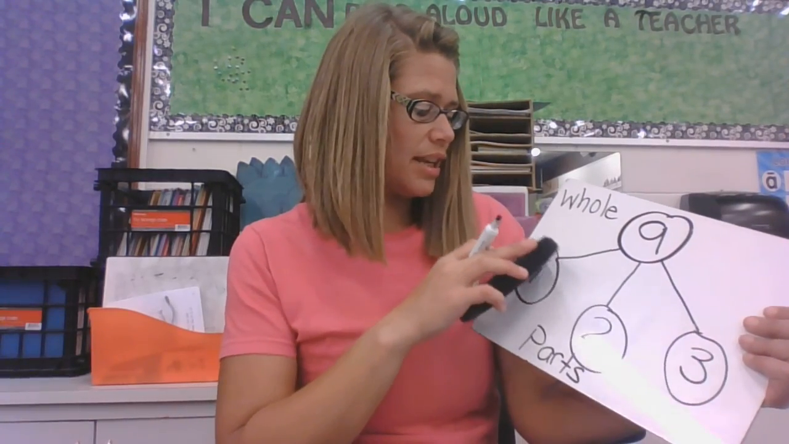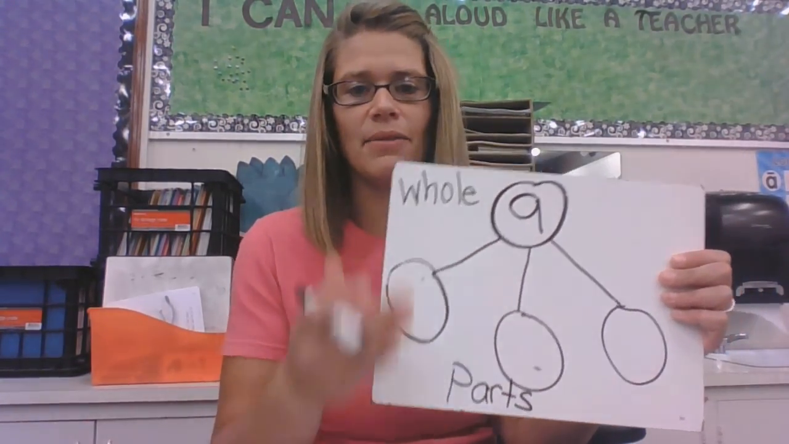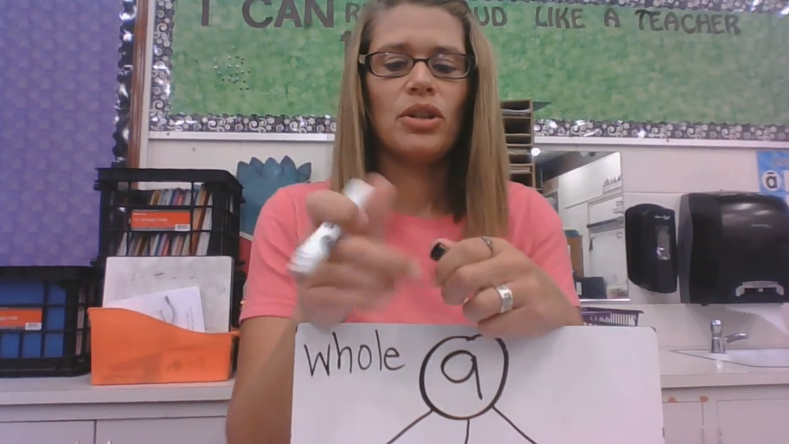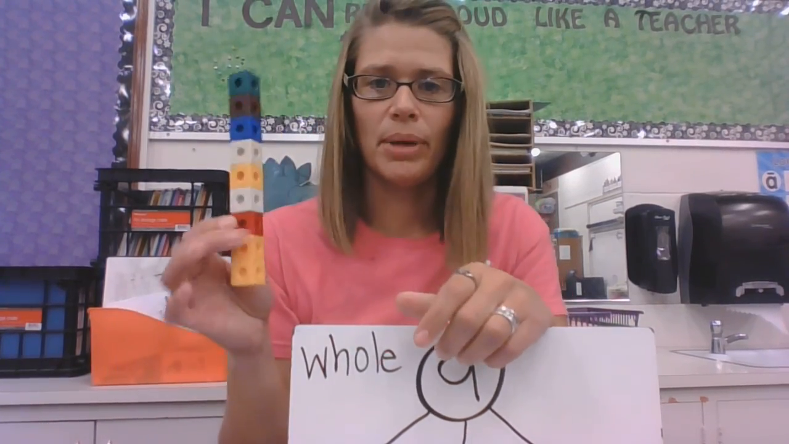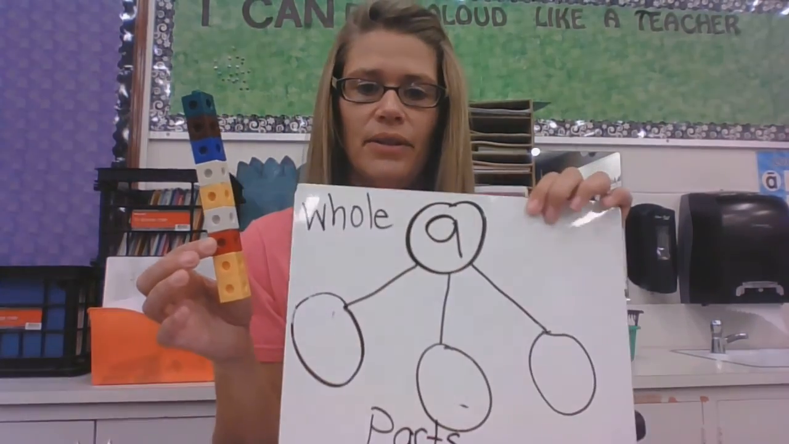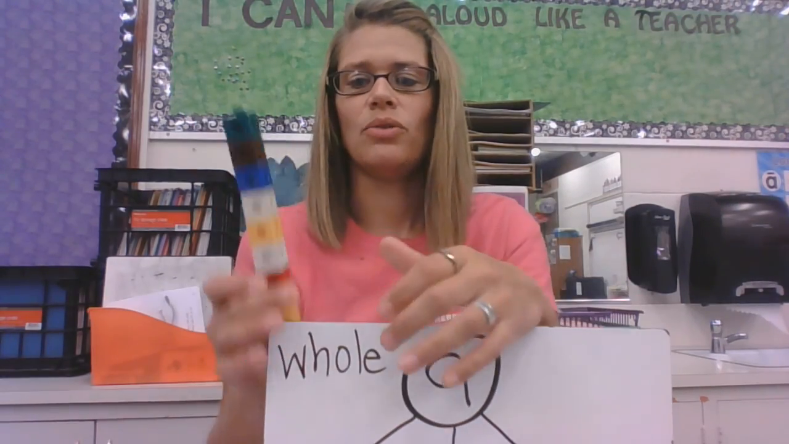Okay, after you've done that, erase it, and I want you guys to try another way. Okay, so erase your little parts just like I did. I'm leaving the circles, I'm leaving the lines, I'm leaving my labels. Okay, put your tower of 9 back together. And this time, break it into 3 parts a different way. Okay, so try a different way.